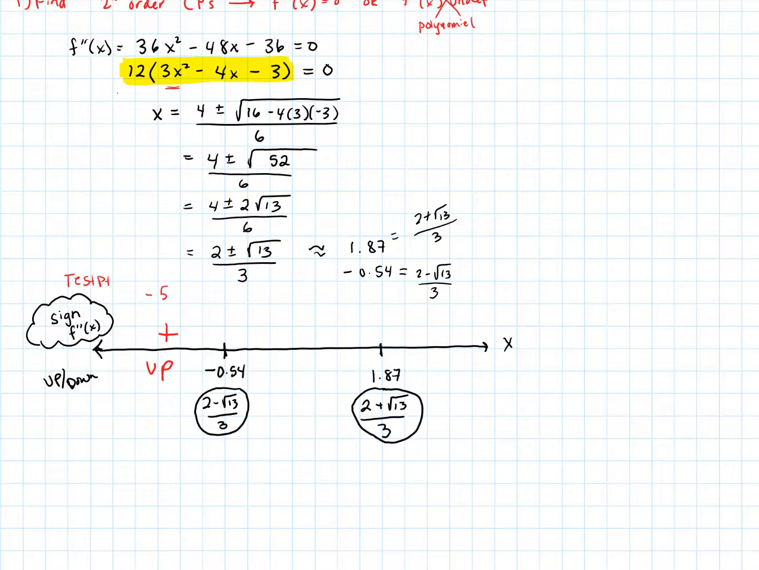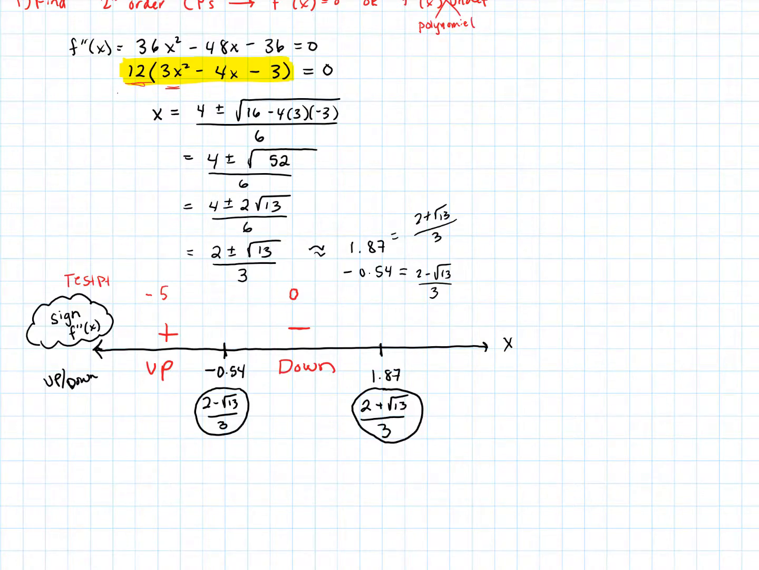If you want to actually test a number in there, go ahead. Then I'm going to pick 0 because 0 is always an easy one to plug in. If I plug 0 in here, and by the way, we're also multiplying it by 12, but that does not change the sign. I'm going to have 12, which is positive, times a negative 3. So that's definitely a negative.